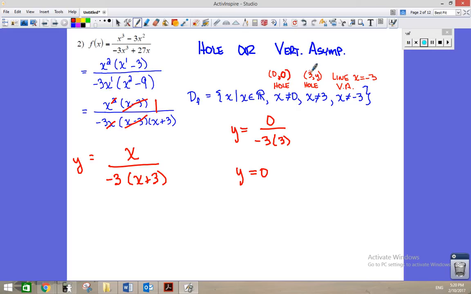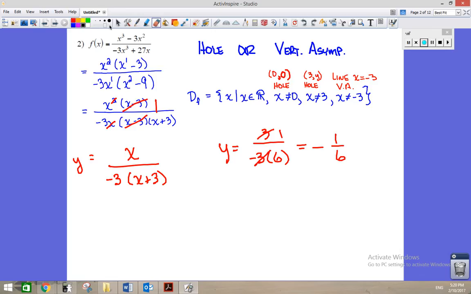Now what about when x is 3? Well, let's come into this reduced function and see what this y value is. So x is 3. In the denominator, I've got negative 3. 3 plus 3, because x is 3, is 6. Alright, so I've got 3 divided by 6, which is 1/2. So I have negative 1/6. Alright, and we're done.